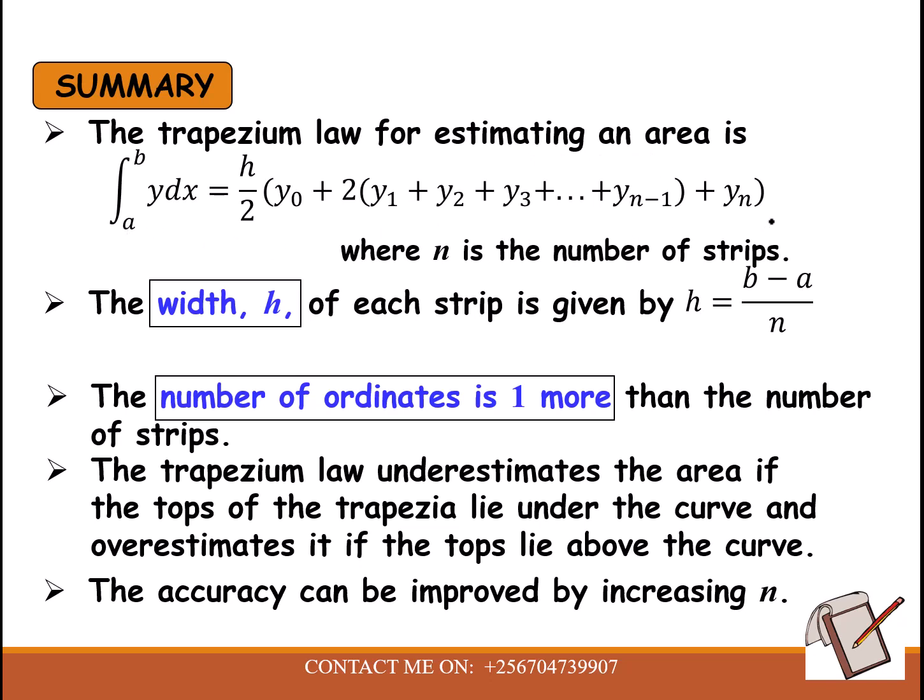In summary, the trapezium rule for estimating an area is given by this. You'll find this in your logbooks, where n is the number of strips, the width h of each strip is given by b minus a over n, where b is the upper limit and a is the lower limit, n is the number of strips. The number of ordinates is 1 more than the number of strips. The trapezium rule underestimates the area if the tops of the trapezia lie under the curve, and overestimates the area if the tops lie above the curve.